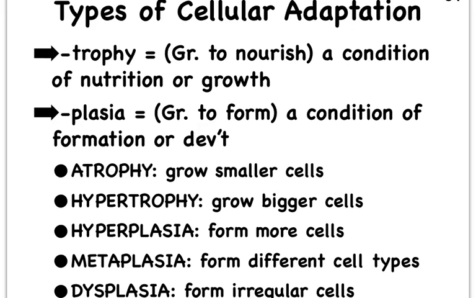When it comes to trophy, we're typically going to see that the cells are either going to grow bigger or smaller. While plasia refers to the cells increasing in number, or they're even switching to a different kind of cell. So here we go. Atrophy means that we are without growth, essentially. So the cells are going to grow smaller, while hypertrophy is the opposite.